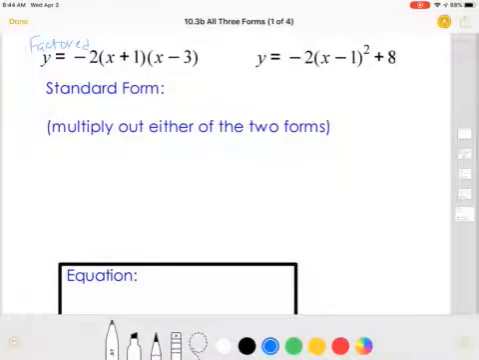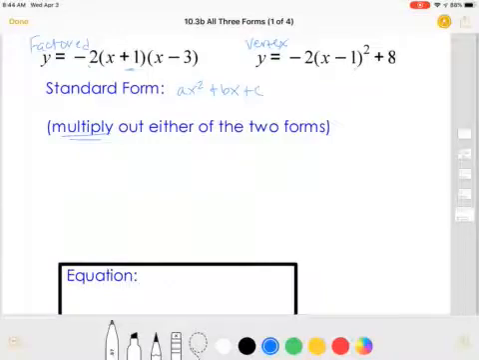Here is the vertex form of this exact same quadratic: y equals negative 2 times (x minus 1) squared plus 8. And we want to write it in standard form. If you have factored or vertex form, it's actually really easy to find that standard form, because all you have to do is multiply out either of the two forms, and it really doesn't matter which one.